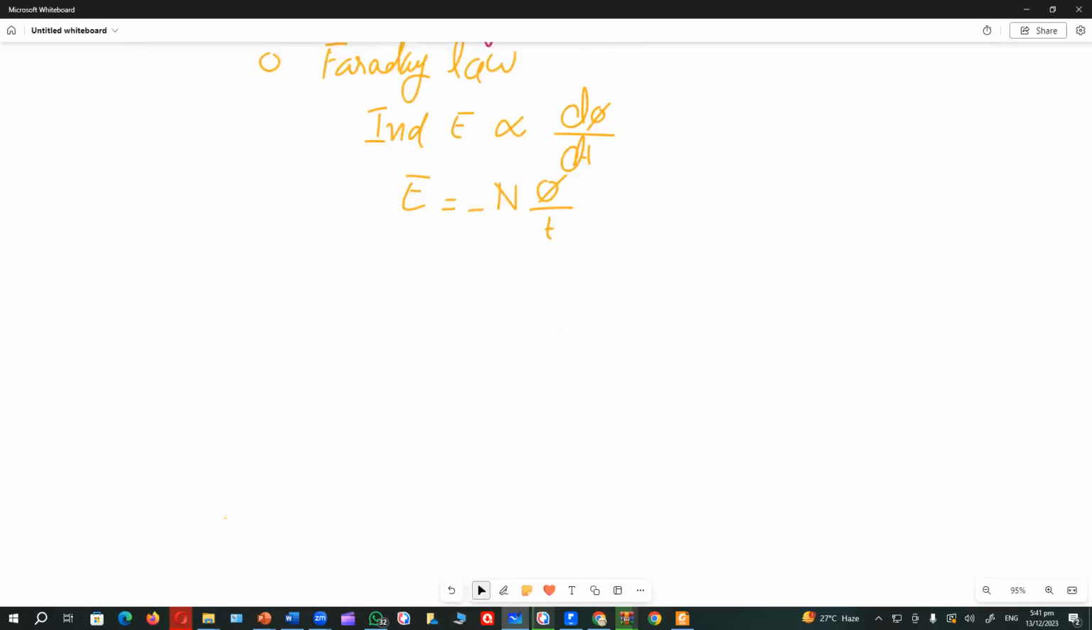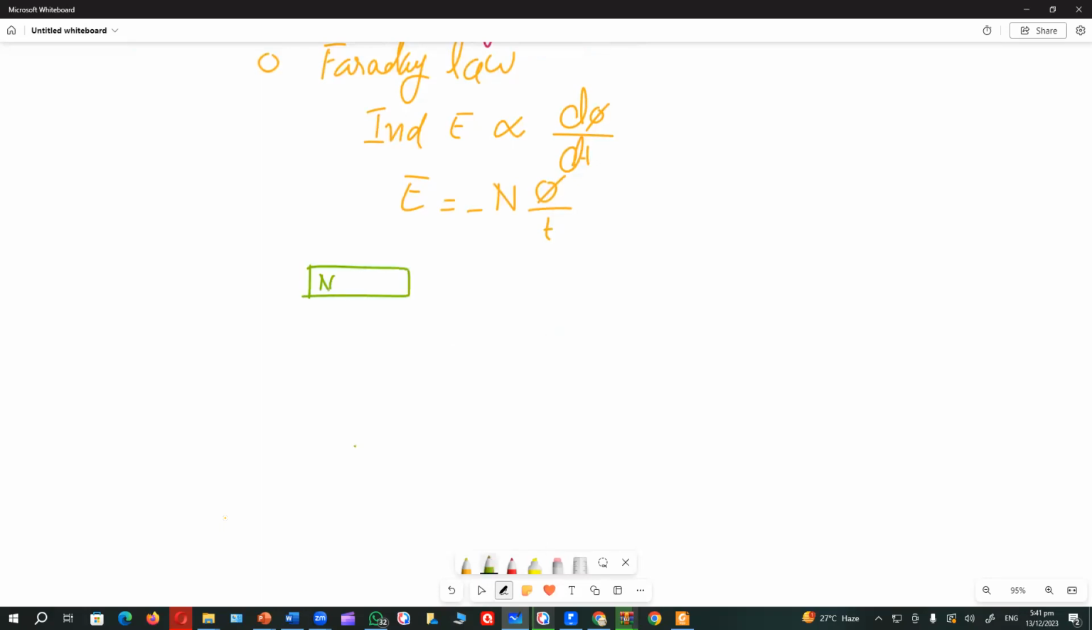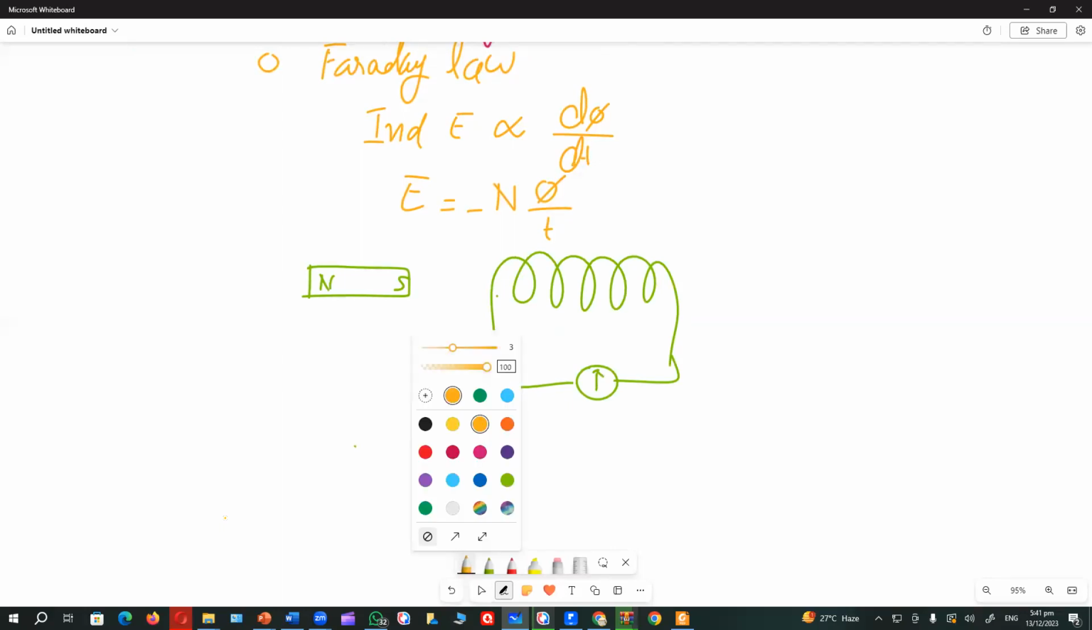Now, how does this Faraday law work? Faraday law says that when there is a relative motion between a conductor and a magnetic field, you will get an induced voltage. Suppose this is their favorite diagram, and I am moving the conductor towards the solenoid.